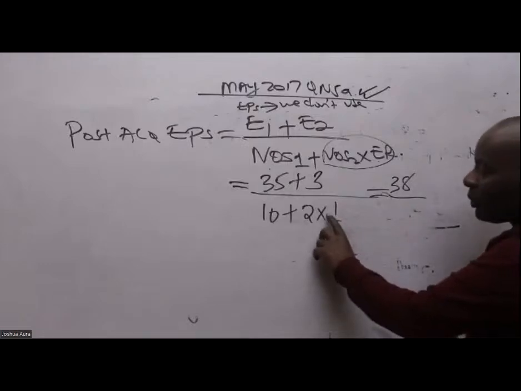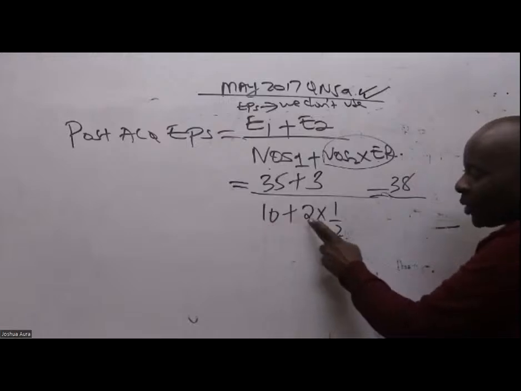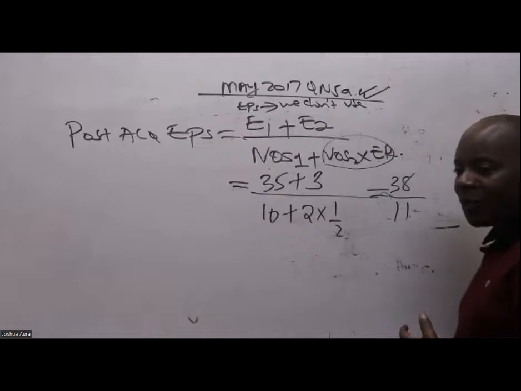So in this case, first of all, I'm supposed to multiply: 2 times a half is 1. So 10 plus 1 is 11.